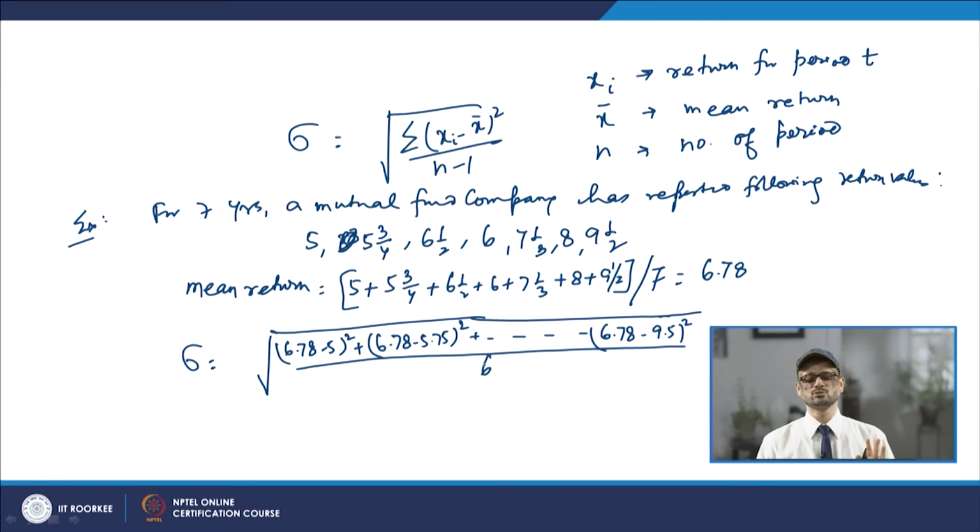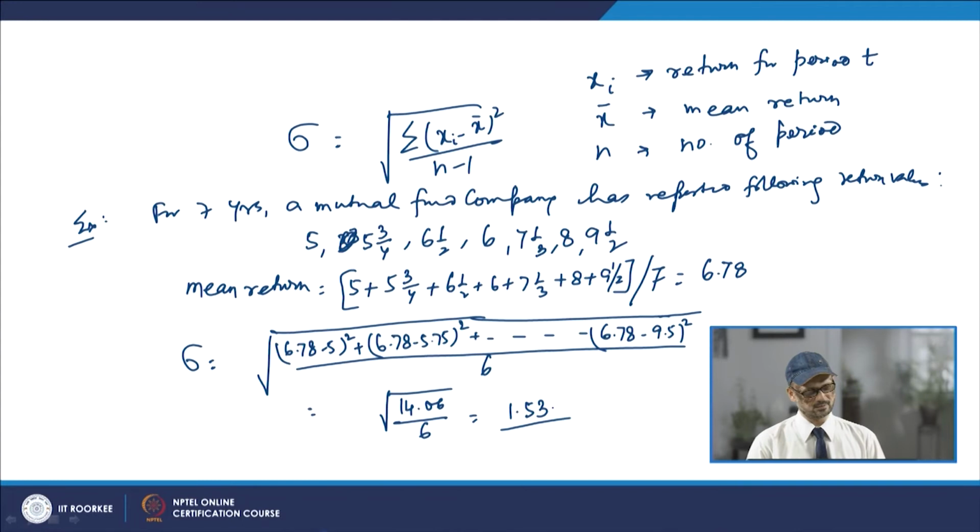That way you are measuring the standard deviation, which you get from this formula. If you do the computation, the summation comes out to be 14.06. Divided by 6, it will be something like 2.34. If you take its square root, it will be 1.53. So 1.53 is the standard deviation. Since the standard deviation is smaller, you have a low level of risk involved in this case.